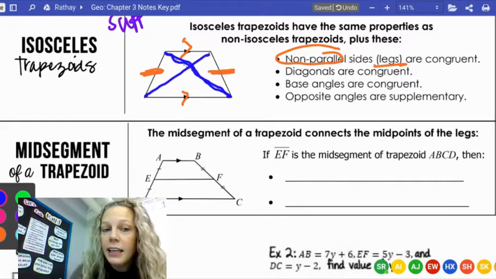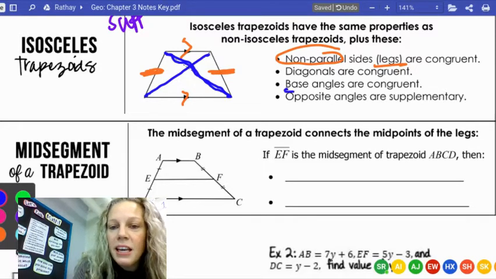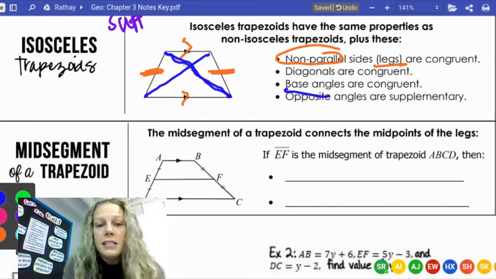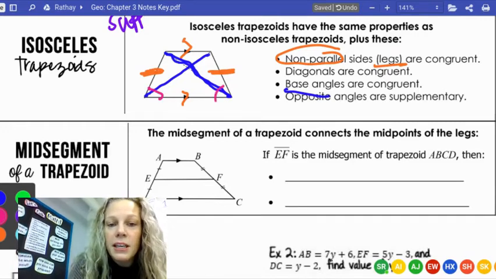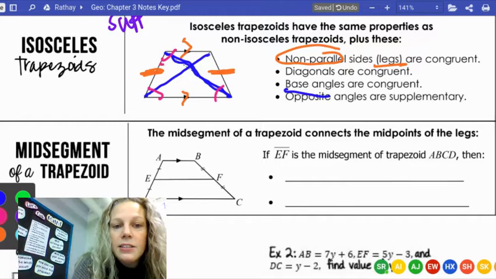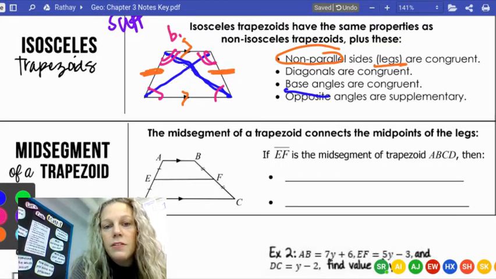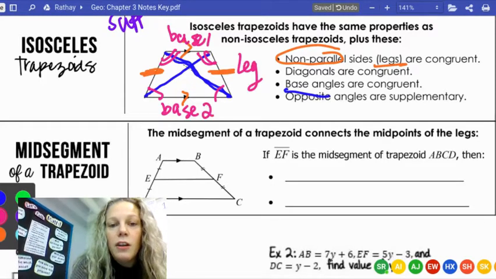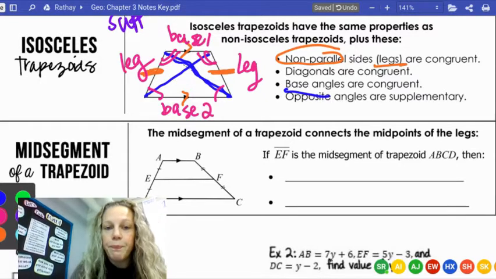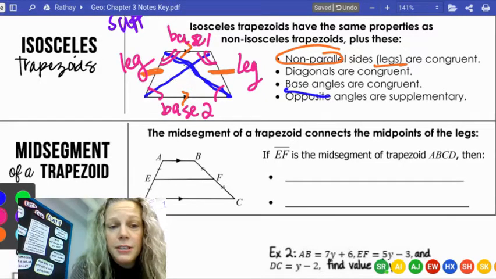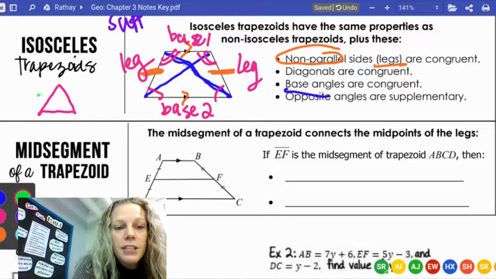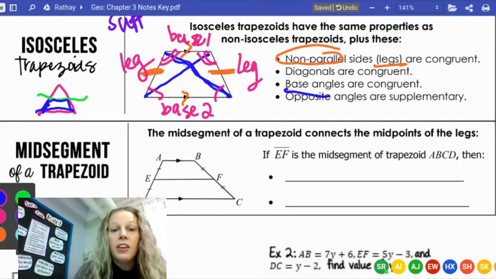Next property, like in an isosceles triangle, the base angles are congruent. So in this diagram, we have two sets of base angles because we actually have two bases. These are congruent. Those are base angles because that's a base. And these guys are congruent because those are also base angles. So if I have some vocab, this is base 1, this is base 2, and then the non-parallel sides are called the legs. The reason the vocab is so similar to isosceles triangle is because if you took an isosceles triangle and you chopped the top off, that shape that's left on the bottom is now your isosceles trapezoid.